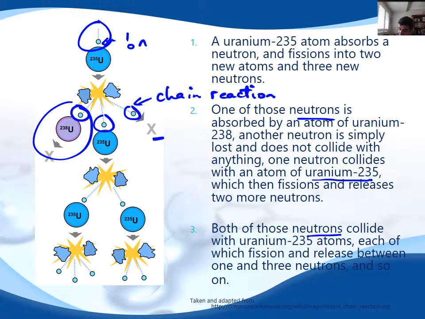Both of the neutrons collide with uranium-235, each of which undergoes fission, releasing between 1 and 3 neutrons, and so we have this cascade effect as we go down along this chain.